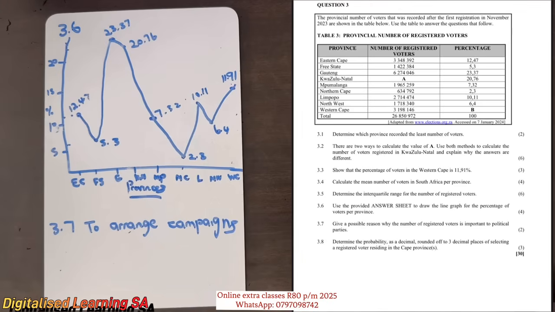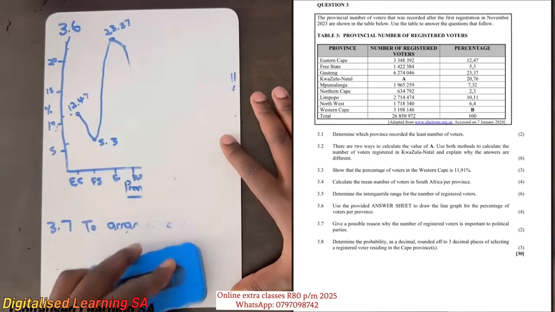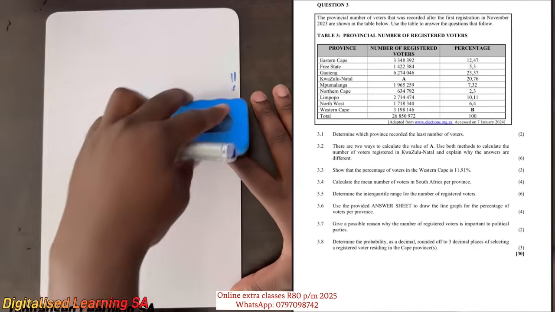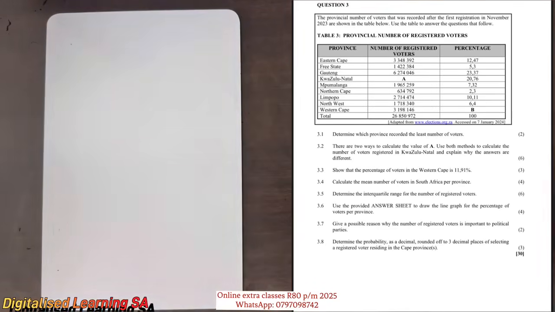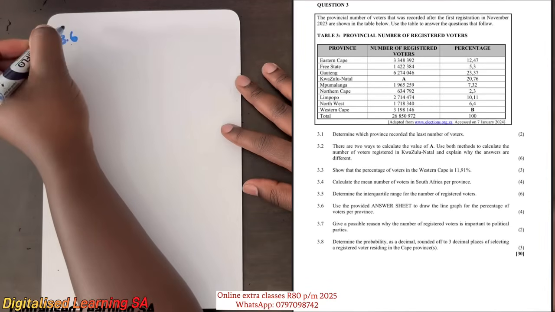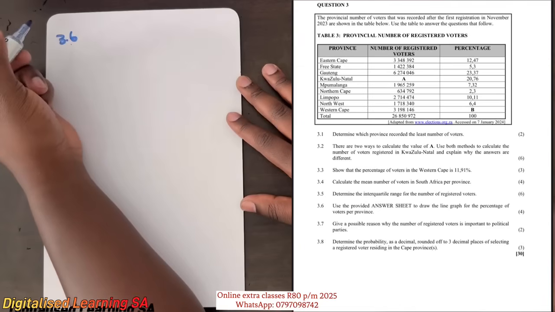So it says that determine the probability as a decimal rounded off to 3 decimal places of selecting a registered voters residing in the Cape Province. So let's first make space. Okay, so we need to find the probability of someone who's residing in the Cape province, and we need to write it as a decimal, rounded off to 3 decimal places.